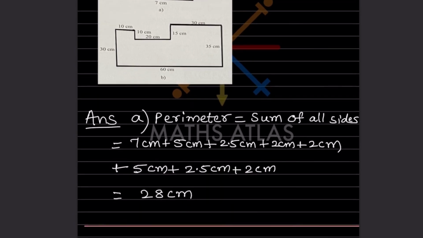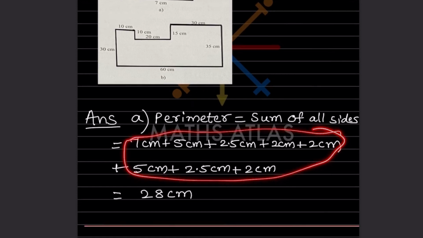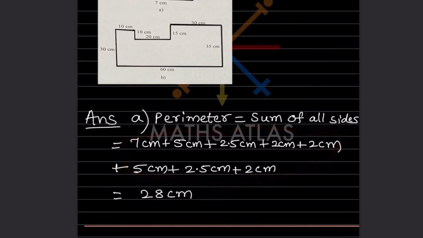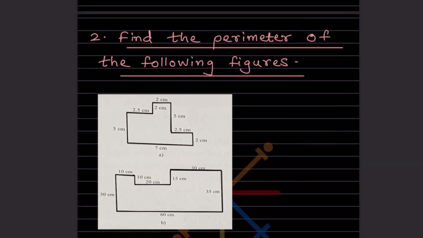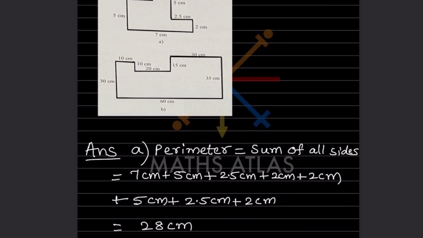When you add all this, what do you get? You get 28 centimeters. When you're adding it, just add it vertically, because there are some decimals also, so you don't make a mistake. So that is 28 centimeters. They ask the perimeter, so this is the answer for the decimal.